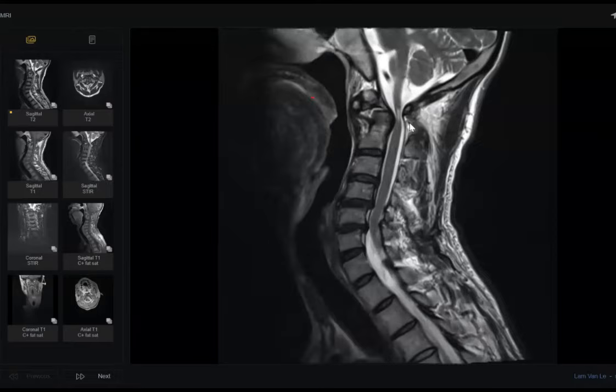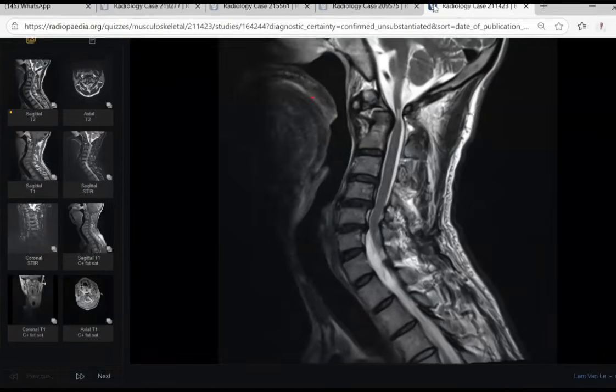What is the difference between cord malacia and cord edema? Sir, cord malacia is basically formation of cystic change, almost like encephalomalacia. And edema will be subtle high signal, but there will not be shrinkage of the cord. So you mean malacia has some atrophy of the cord. Yes, atrophy.